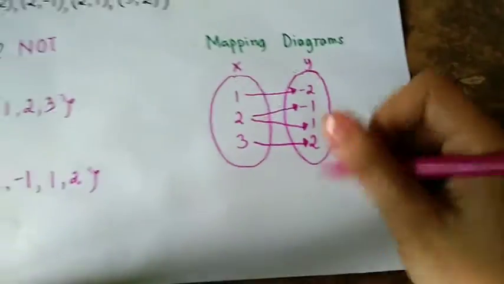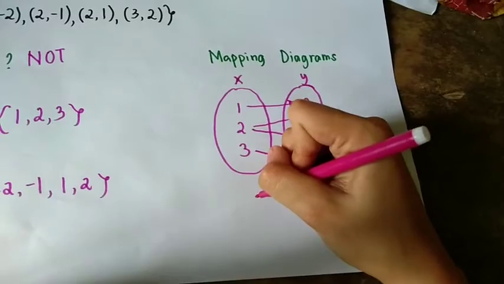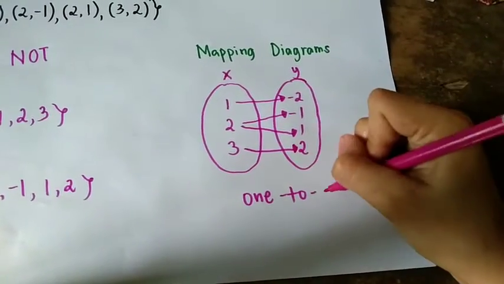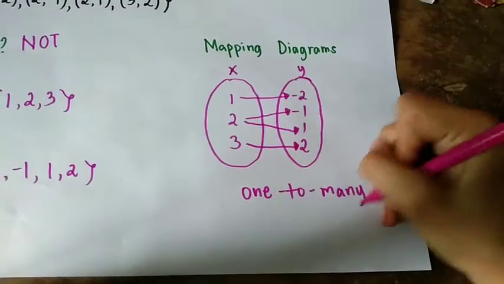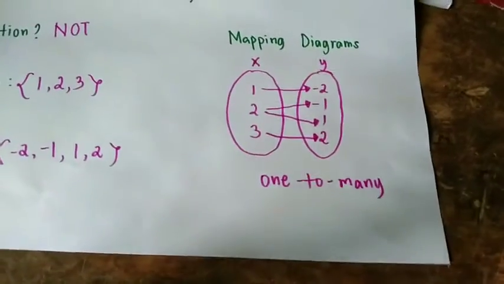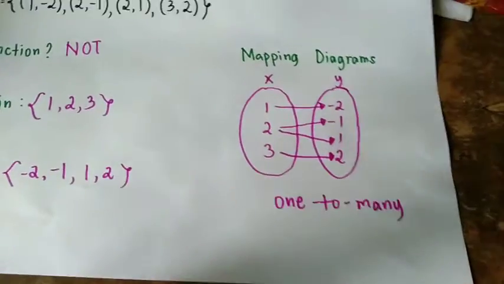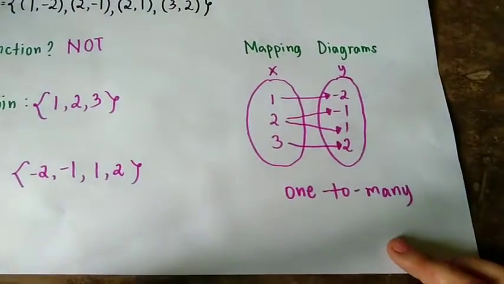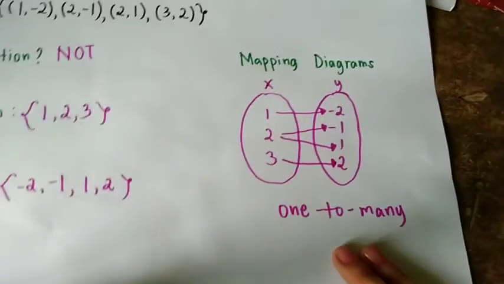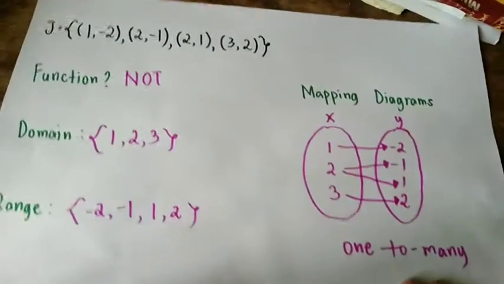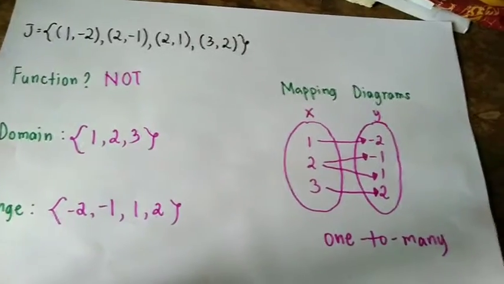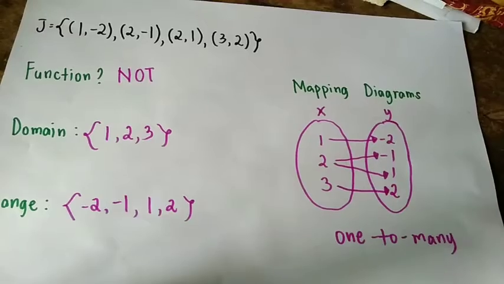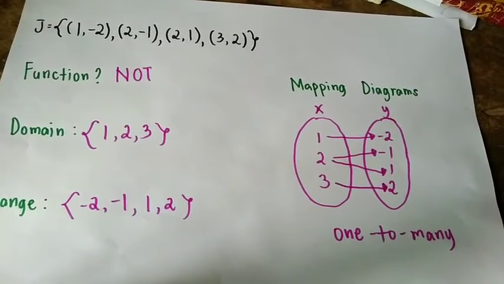This diagram is 1 to many. 1 to many. Therefore, so bale kapag 1 to many siya, it is not a function. So if it is 1 to many, it is not a function. So that's all on how to determine the domain and range of a relation or a function.